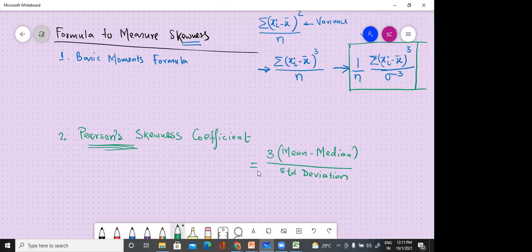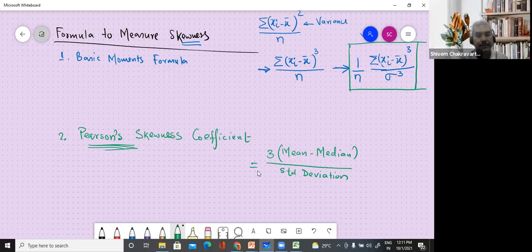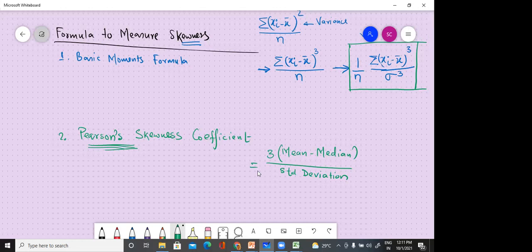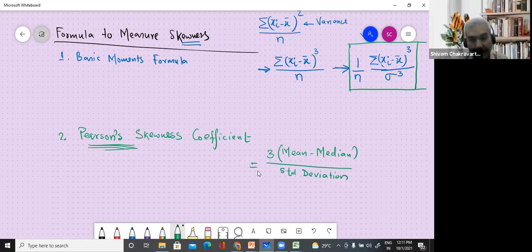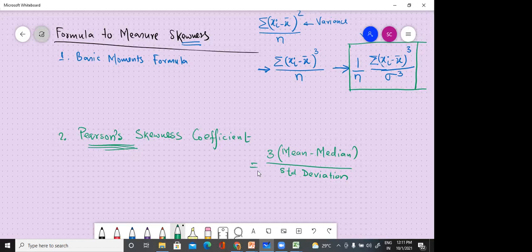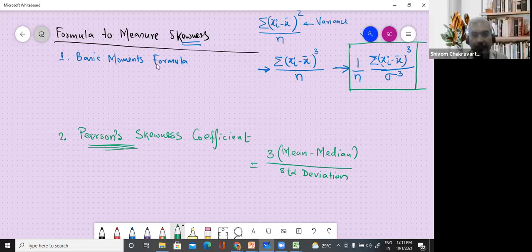Yes, I think there is a doubt. Yes, sir. So, can we use any formula, or are we supposed to use formula depending on the question? Yeah, depending on the data available. If individual data points are given, the first one, basic moments formula, is the best one to use, and it will give most precise data.